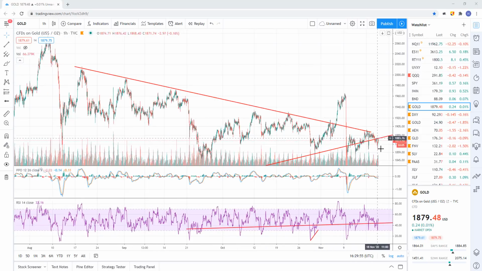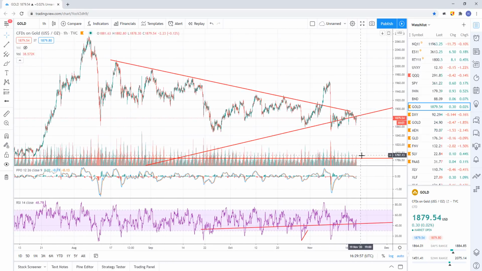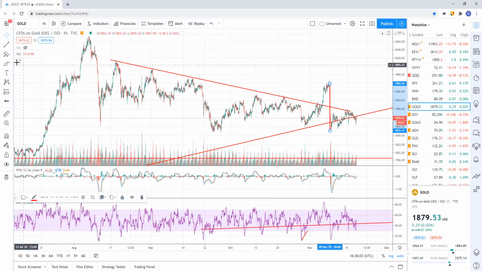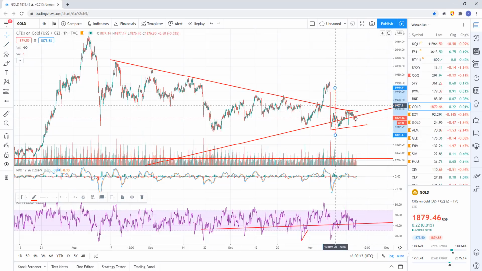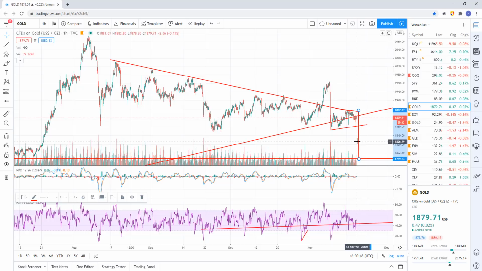I really do think that we're heading down to this 1790 level, and there's a potential for a bear flag right here. We got the flagpole. We maybe are making a flag something like this, and then we break. If we break to the downside, that puts us to a tag of 1790. So that's where I think it's going.